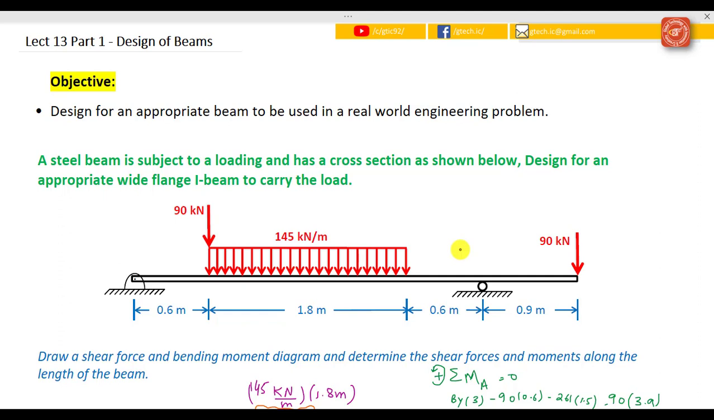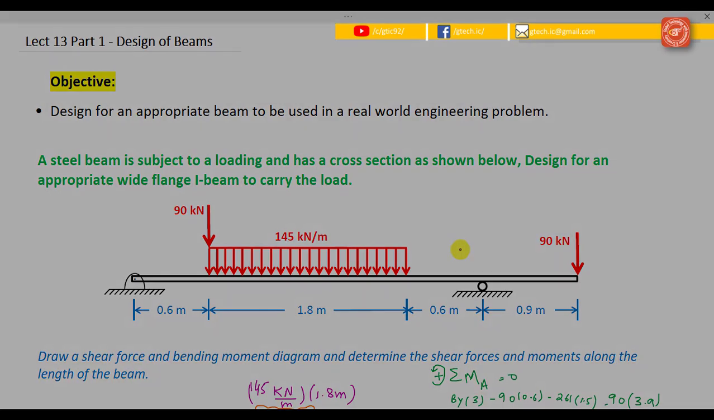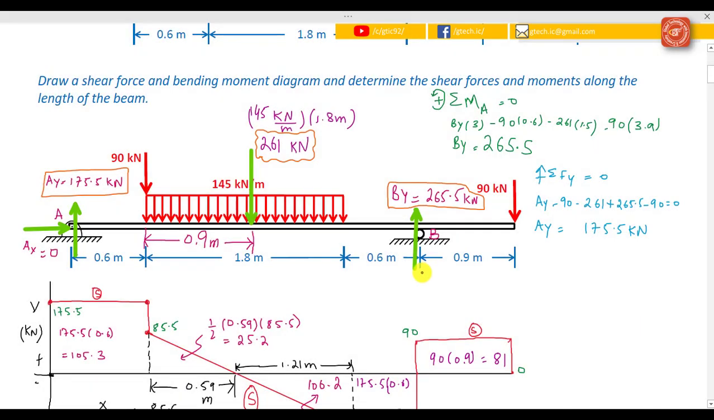So at the first step of this design, we need to know what the shear force and bending moment diagrams are going to be that we are going to design against. So let's begin by drawing those shear force and bending moment diagrams. So here are the results. Make sure you can do this.